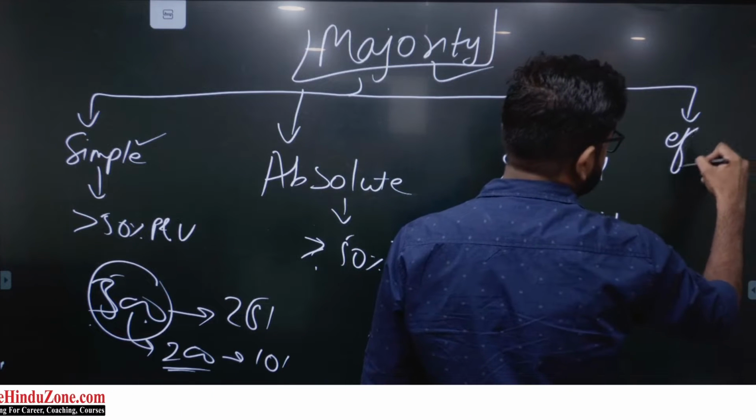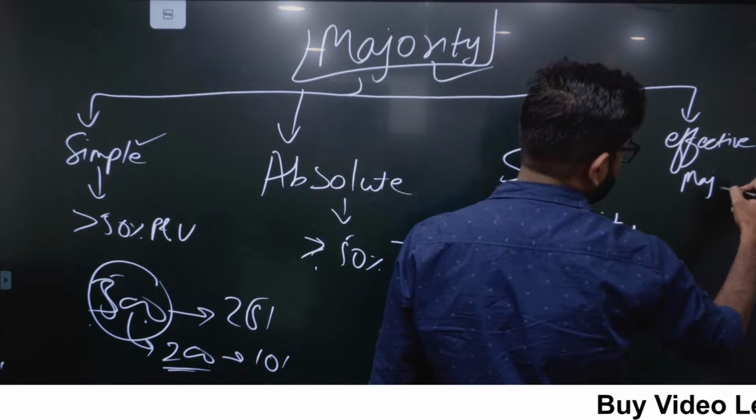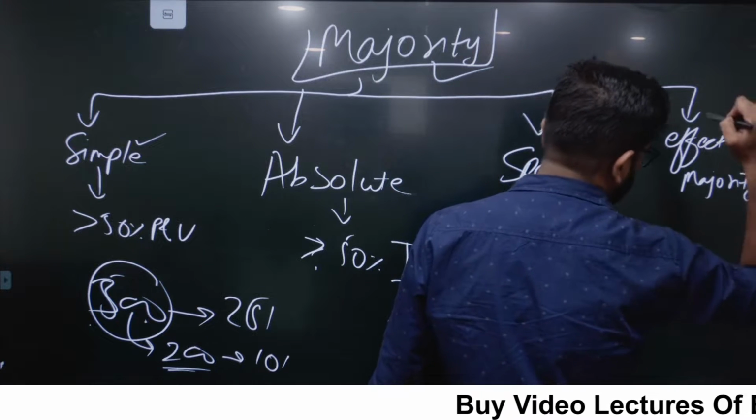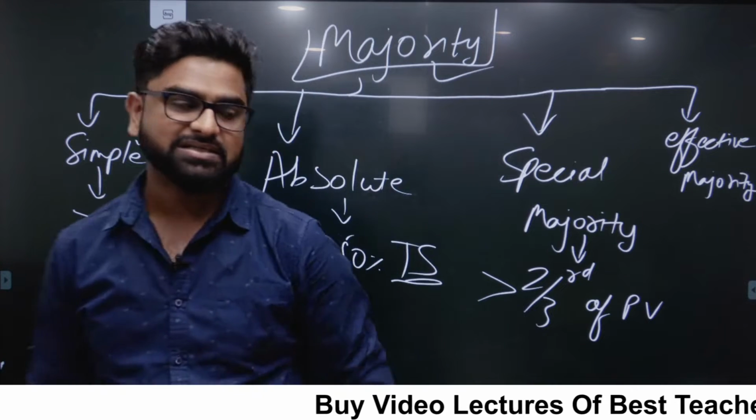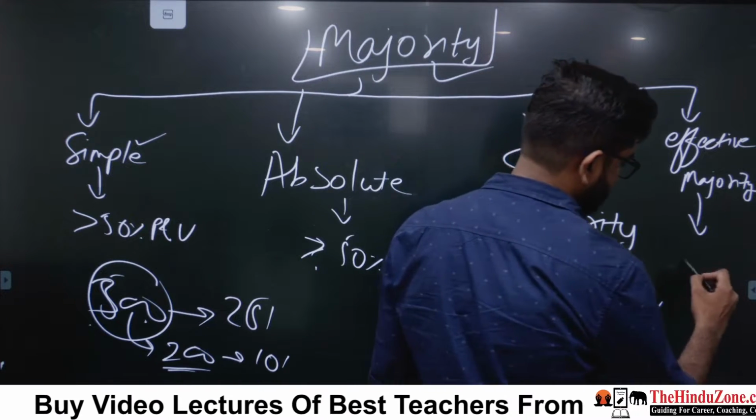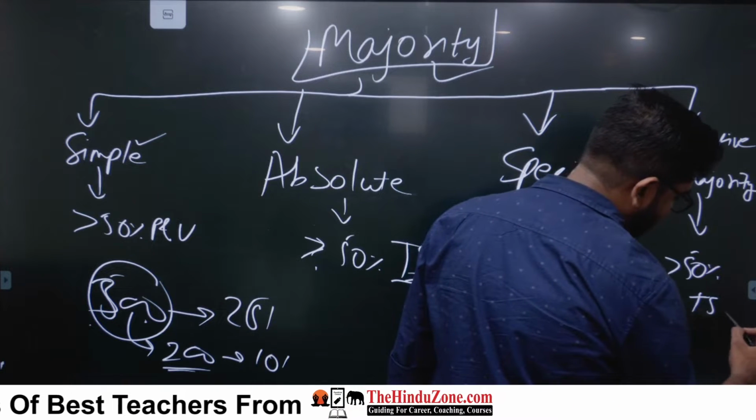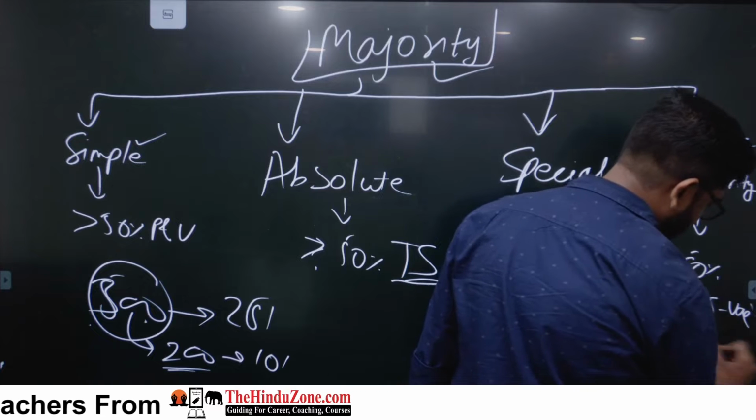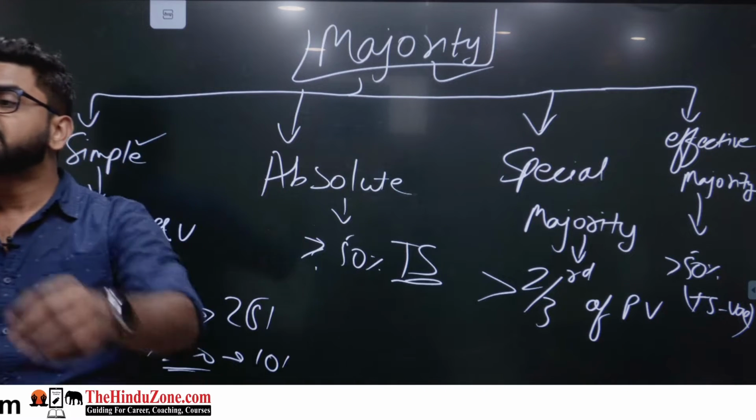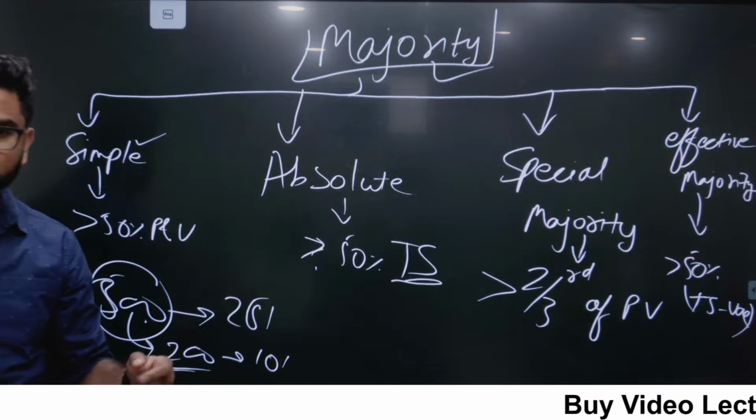Last one is effective majority. Now what is this? It is more than 50%. Yes, it is more than 50% of total strength minus vacancies. Vacancies means, for example, some MP died, some MP was disqualified. So that means vacancy. Vacancy does not mean absence.